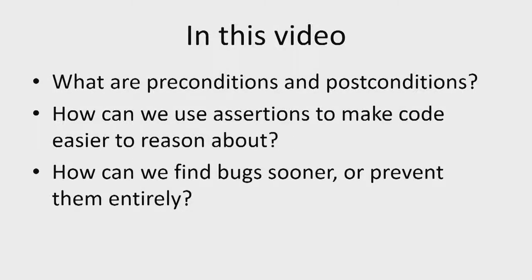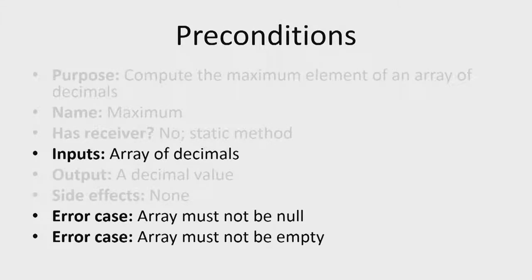In this video, we're going to talk about preconditions and postconditions, some computer sciencey terms. We're going to talk about how we can use assertions of postconditions to make code easier to reason about. And we're going to talk about how we can use those things to find our bugs sooner, or hopefully prevent those bugs entirely. So let's go back to the specification that we had for our maximum method.